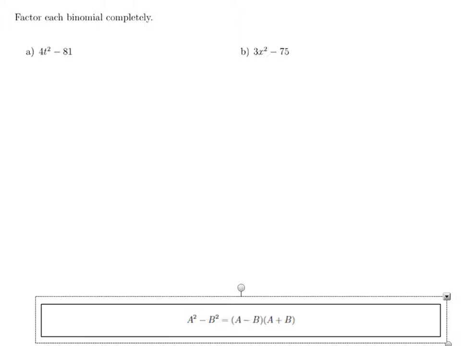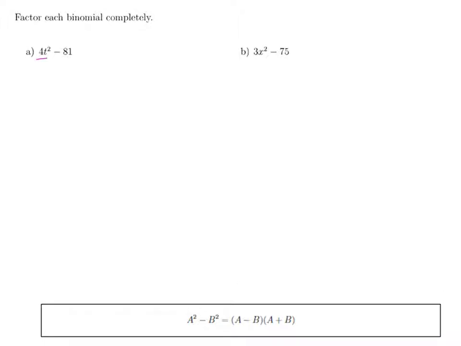This first binomial we have is 4t squared minus 81. And if we look at that, 4t squared is a perfect square, and so is 81. So if we think about what we squared to get 4t squared, we can break this down and realize that we had (2t) squared minus 9 squared. And so when we factor this, we'll have 2t minus 9 and 2t plus 9. So that is it. That is the expression fully factored, 2t minus 9 times 2t plus 9.